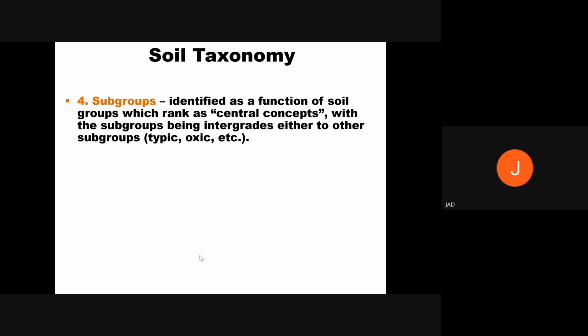Then number 4 says the subgroups, and the subgroups usually come with a prefix like typic, oxic, etc. The subgroup is identified as a function of the soil group, which ranks as the central concept, with the subgroup integrating either to the other groups. And normally, if you see a subgroup, it starts with either this word, oxic or typic. We shall come across a lot of them as we go along.